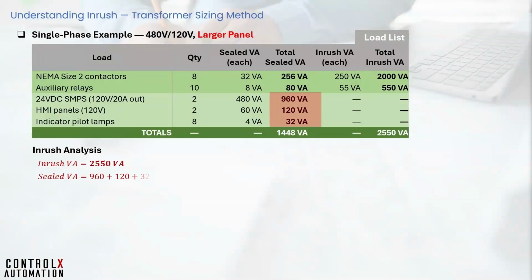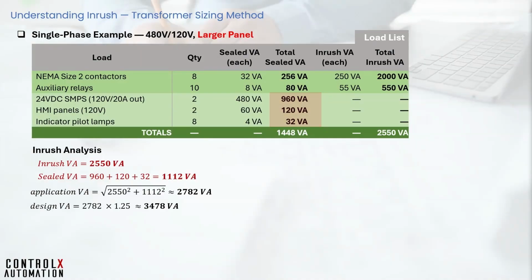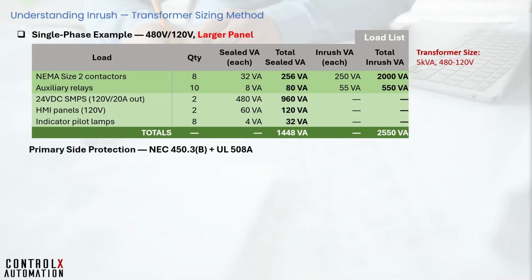The sealed VA of the other components is calculated. Next, we calculate the application VA using the vector addition formula just like last time. Then we apply a safety factor of 25%. For our transformer selection, I'll pick the next available standard size, which gives us a 5 kVA 480 to 120 step-down transformer. Next, we do the overcurrent protection devices.